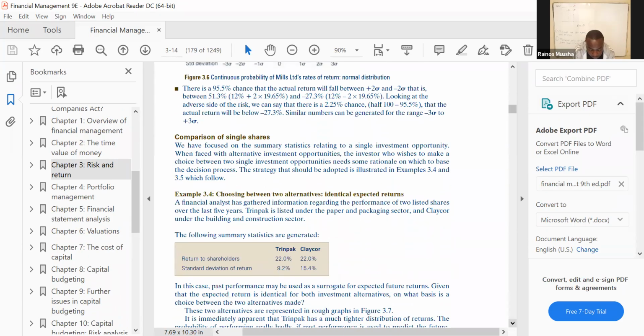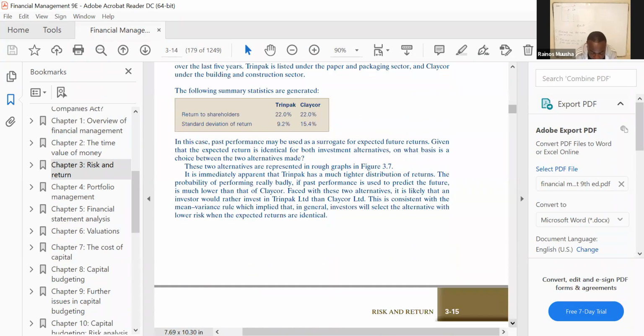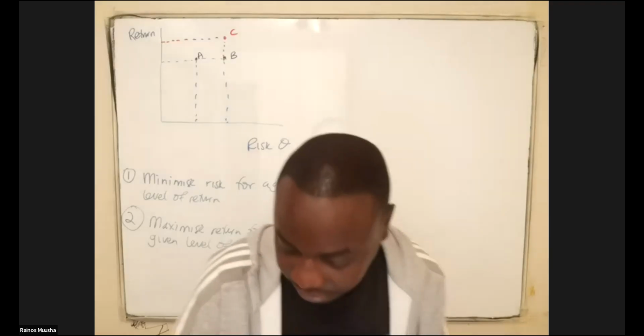Now, we are going to go further and look at comparison of single assets. When you look at comparison of single assets, they say we are focused on the summary statistics relating to the single investment opportunity. When faced with alternative investment opportunities, the investor who wishes to make the choice between two single investment opportunities needs some rationale on which to base their decision process. So here the rationale is, please take note of this.